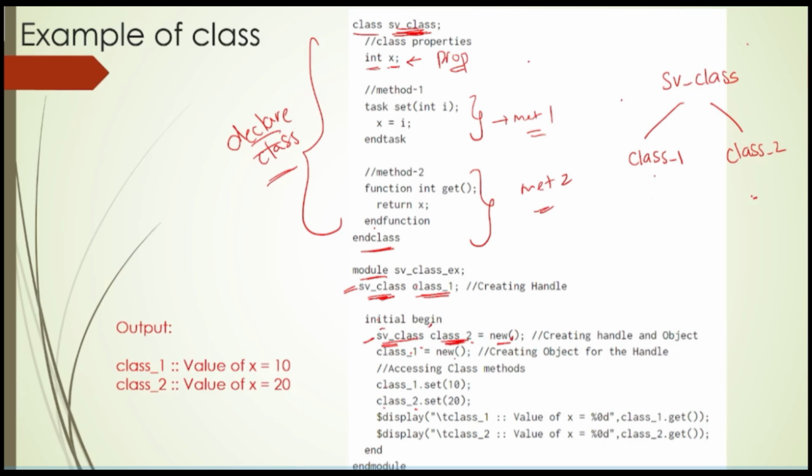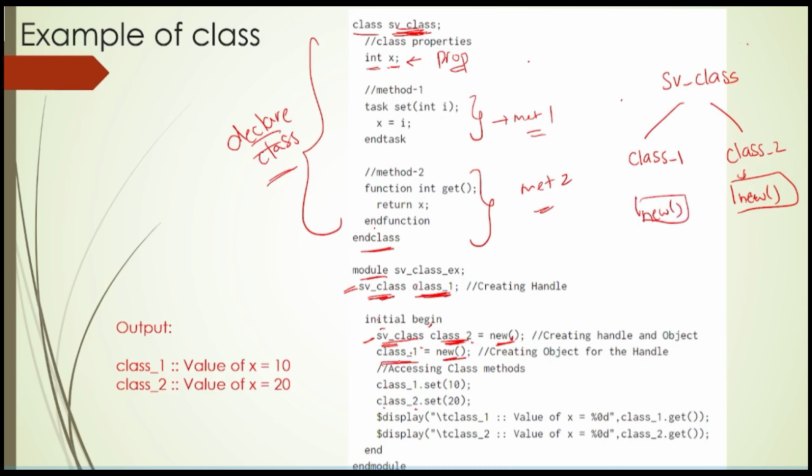So this is my class and I'm taking two handles. Now for these two handles I need to create the memory. For the second handle I have already created the memory by using new. So I need to create the memory for class 1. So for class 1, new. So for both of them I have created the object.